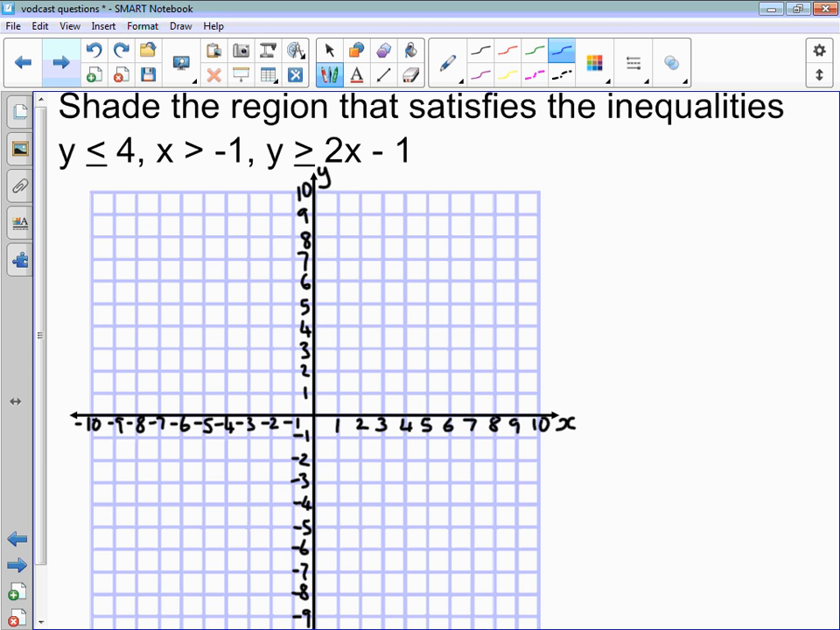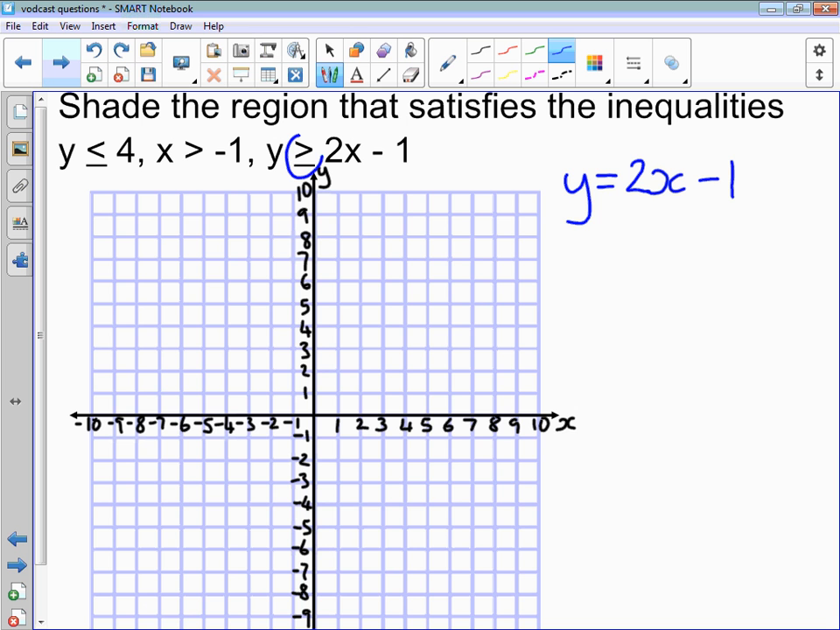The final example we're going to look at is when we have to shade a region that satisfies more than one inequality. So this time we've got the inequality y is less than or equal to 4, x is greater than negative 1, and y is greater than or equal to 2x take away 1. I'm going to look at this last inequality first, and then I'm going to fill in the gaps with the other two. So I'm going to start off by drawing the line y equals 2x take away 1.